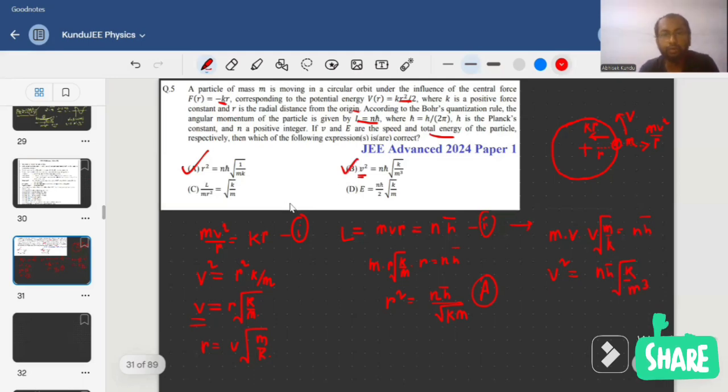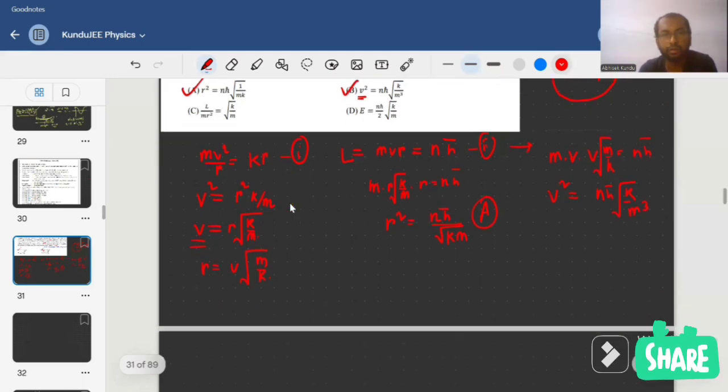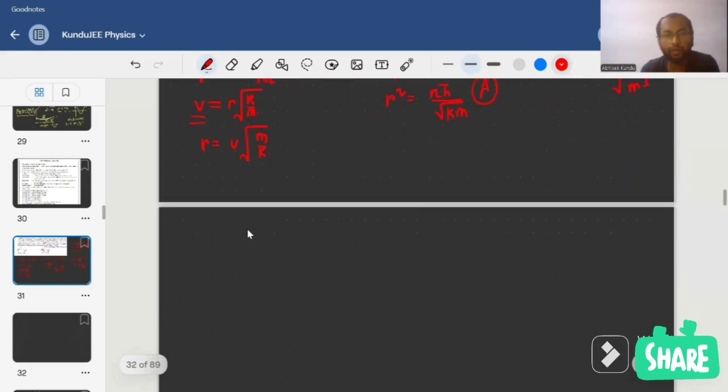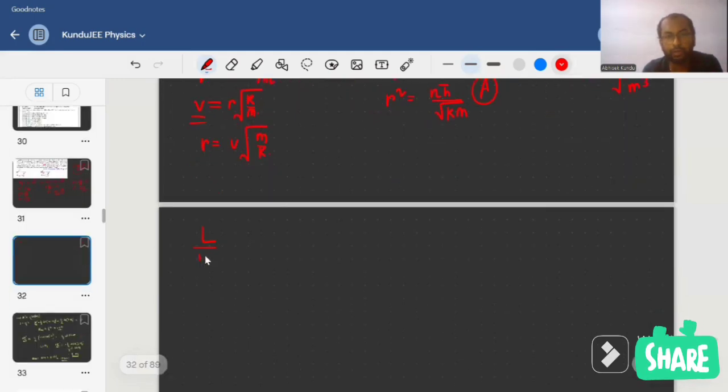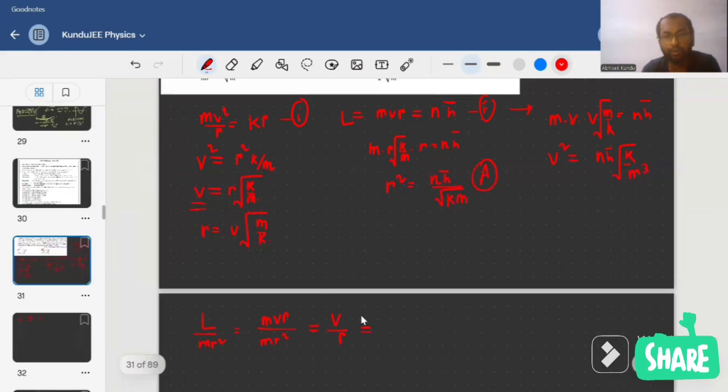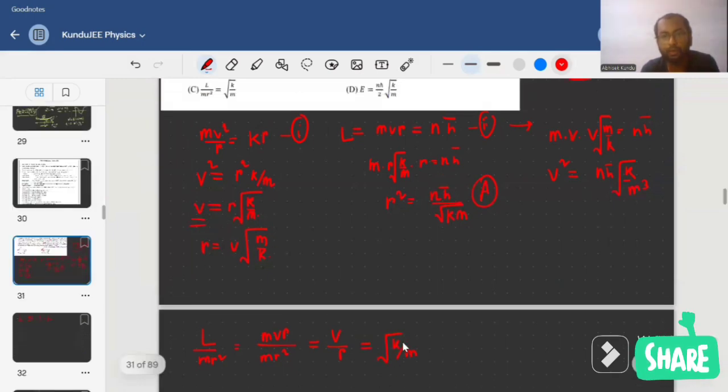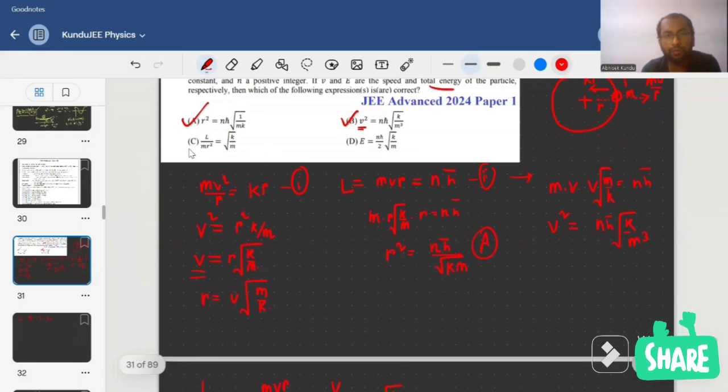Now we are going to check the third option, whether it is correct or not. L by m r square. So we'll find the value of L by m r square. We know that L equal to mvr, and we put m r square, so that basically becomes the ratio of v by r. And what we found here is that the ratio of v by r is root over k by m. So L by m r square is equal to root over k by m. That is also correct. So A, B, C options are correct.